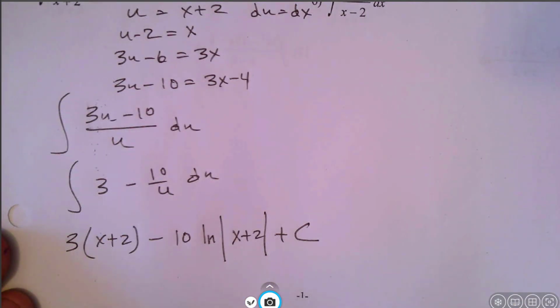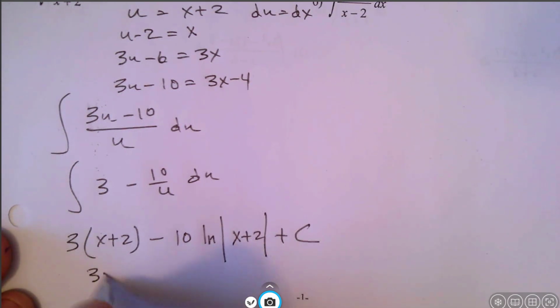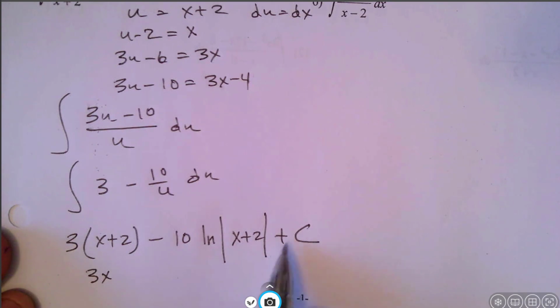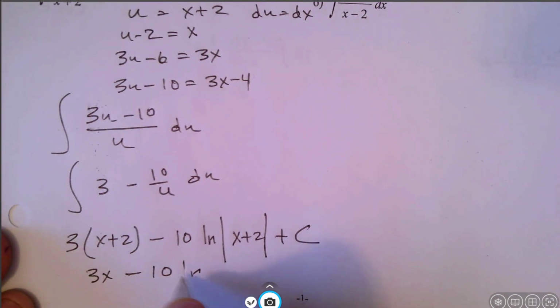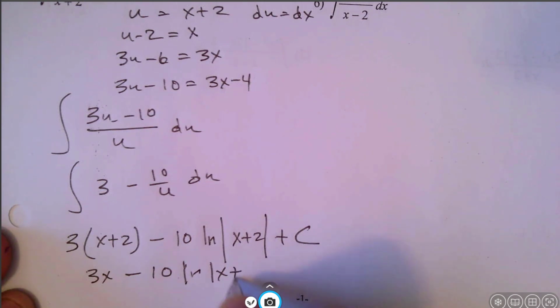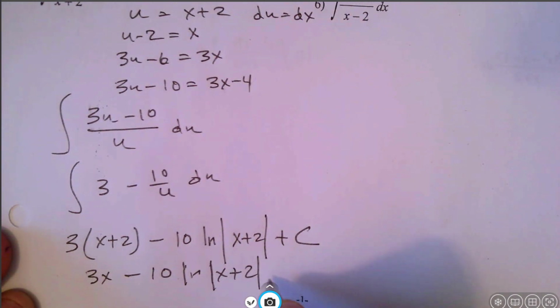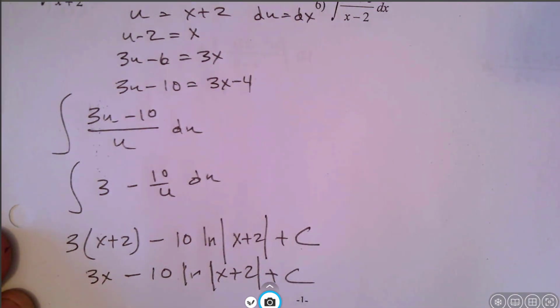And we can simplify this a little bit further. So if we distribute here at the beginning, we're going to have 3x plus 6. So we're going to write down the 3x. The plus 6 is a constant, which will be absorbed with this c at the end to give us our final constant. And so we're just going to write down the rest of it. Negative 10 natural log x plus 2. Again, we need the absolute value bars there. And then the 6 that was there plus the c is going to give us a new constant, which we'll just call c.